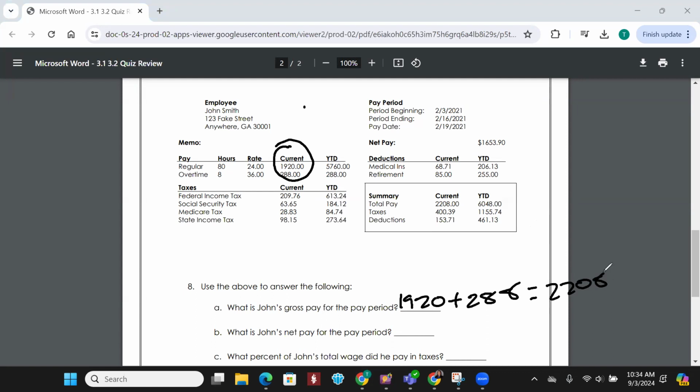What is John's net pay for the pay period? Remember, that's take your gross and subtract all deductions. The deductions and the taxes on this are these two things combined. So 400.39 plus 153.71. So we're going to subtract 554.1, and that's going to give me 1653.9.